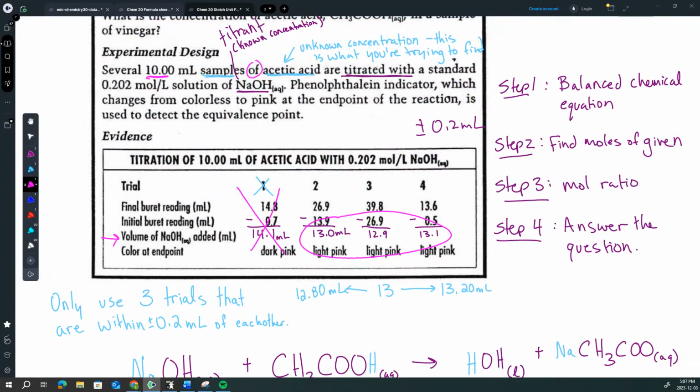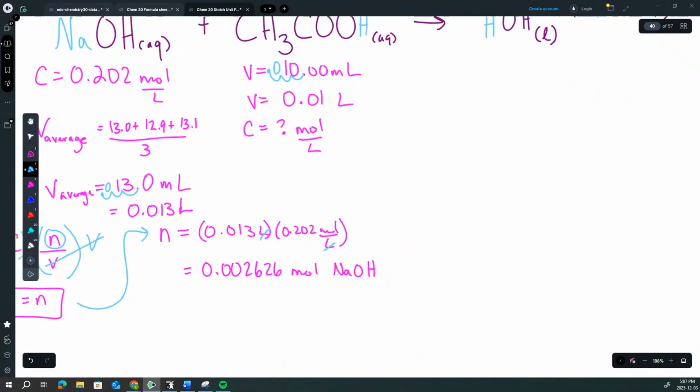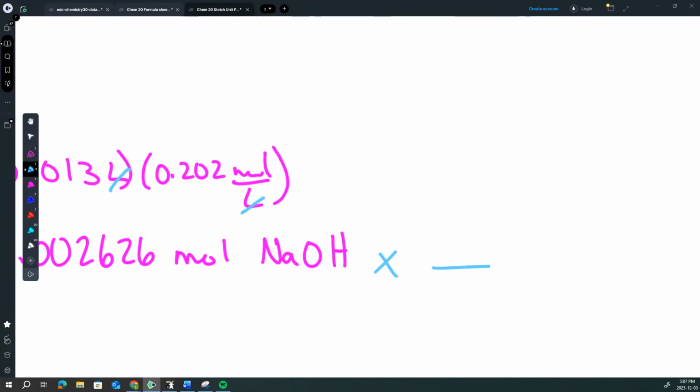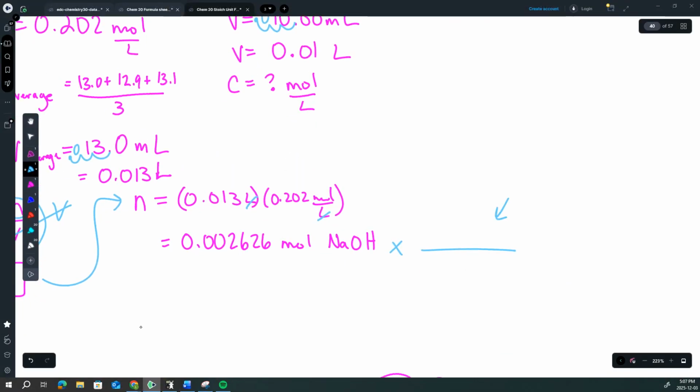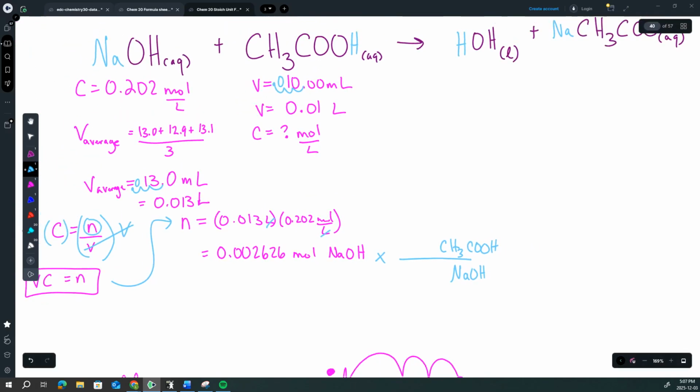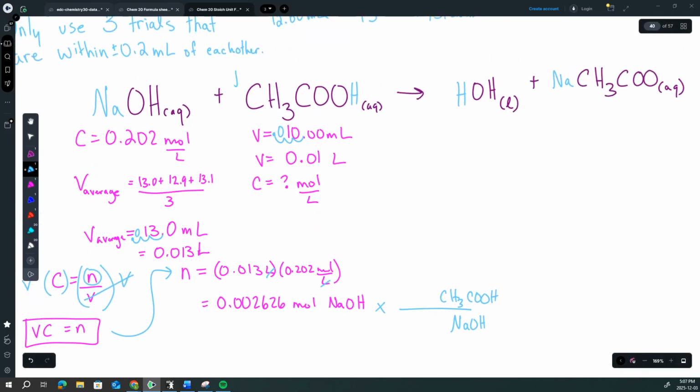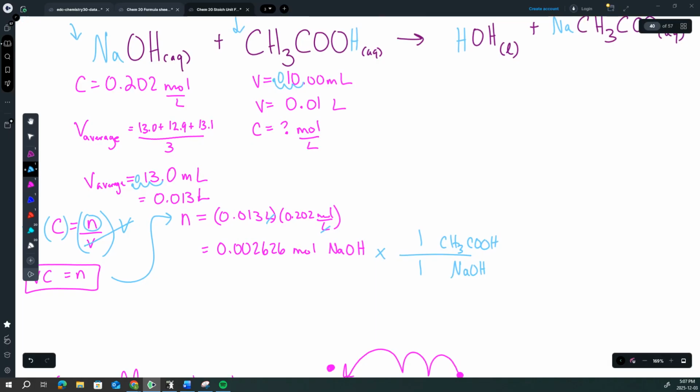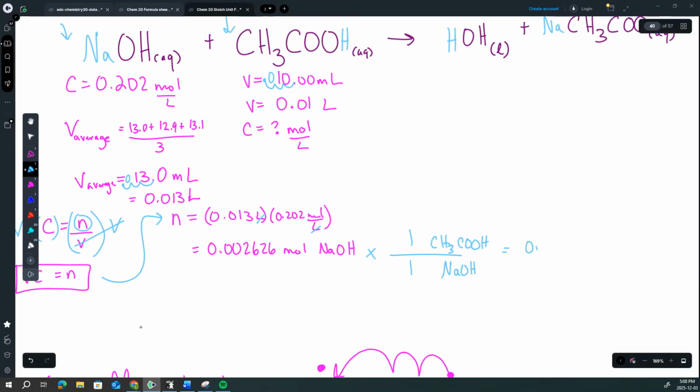Step number 3, that's mole ratio. So let's use a different color here. So mole ratio times a fraction sign. What you want goes in the top. What you've been given goes in the bottom. So we were given sodium hydroxide. We want acetic acid. Okay, and the coefficients for both of these are just 1. So that's just going to give us the same number.